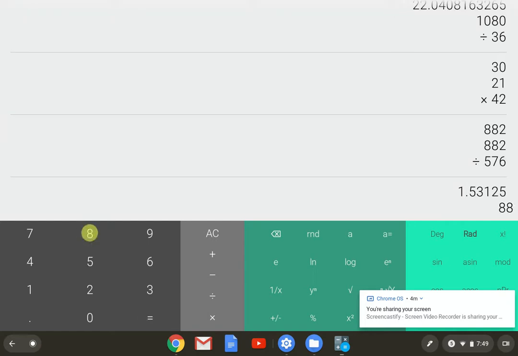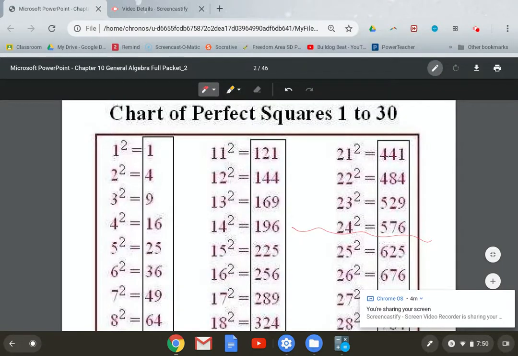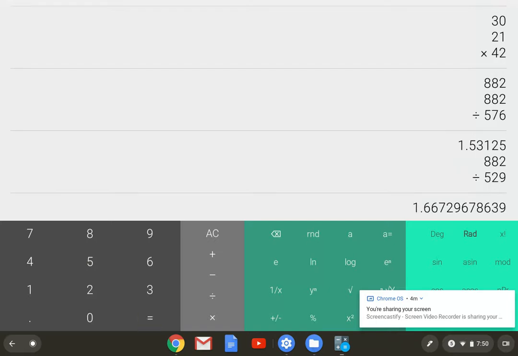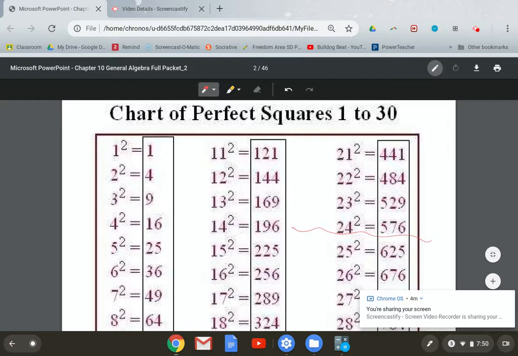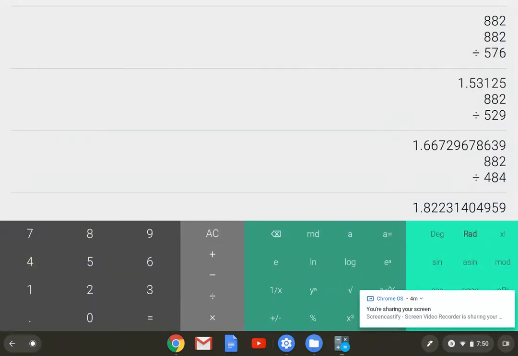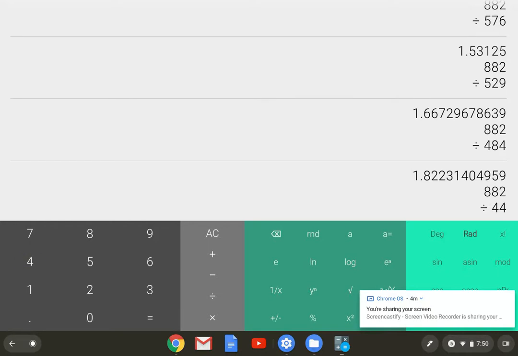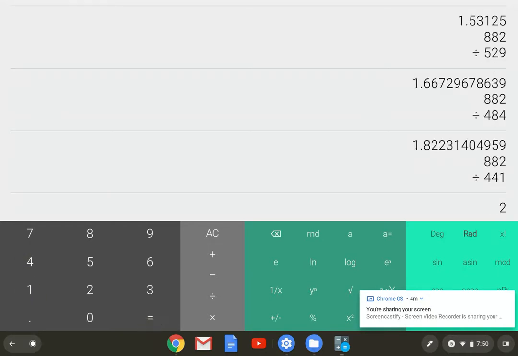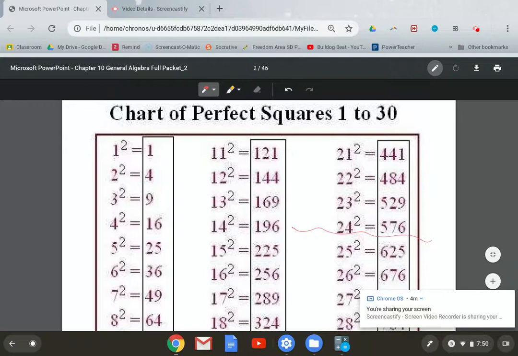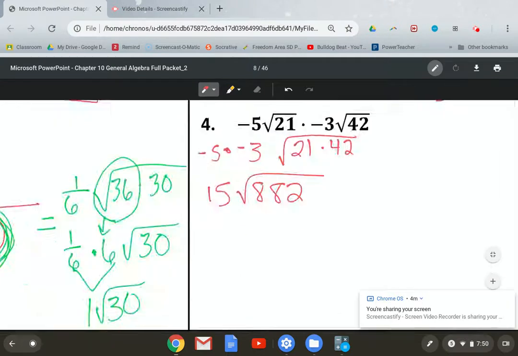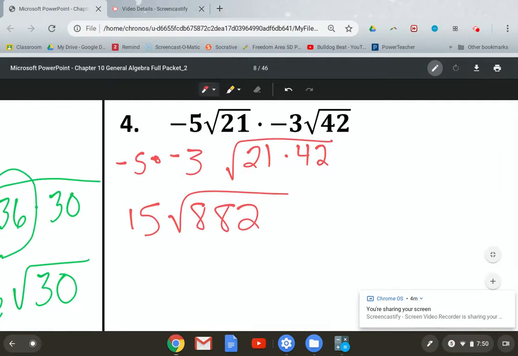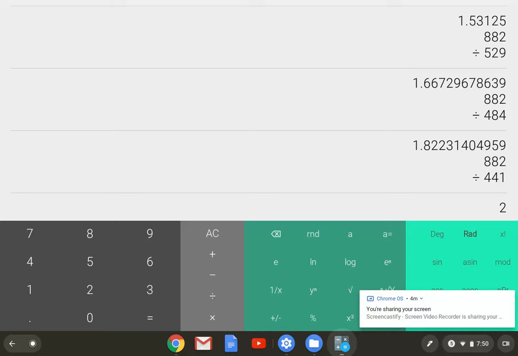Not it. 882 divided by 529. 882 divided by 484. 882 divided by 441. There's the magic. 441 and 2 are the magic numbers. So I'm going to zoom in here. We are going to drag that 15 down, guys. And 882 is going to change to the magic numbers of 441 and 2.